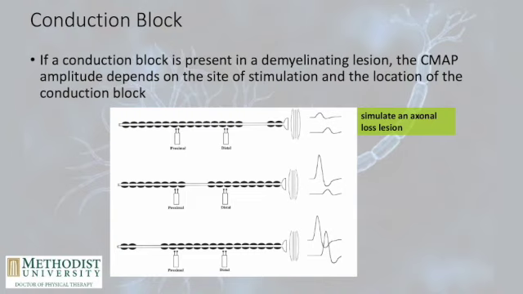This is taking a closer look at conduction blocks. If a conduction block is present in a demyelinating lesion, CMAP amplitude depends on the site of the stimulation and the location of the conduction block. So definitely take a look at where the conduction block occurs. Obviously, and this one makes a lot of sense, if our stimulating electrode and our reference electrode are not in the area of the lesion, we will see a normal potential.